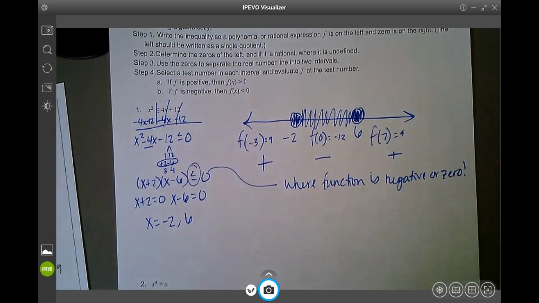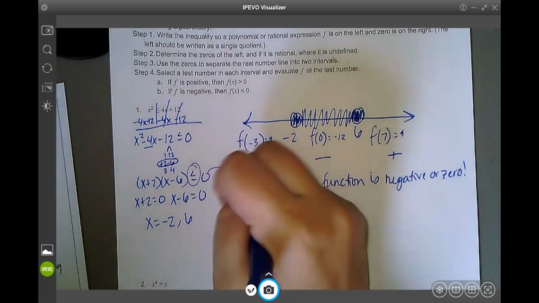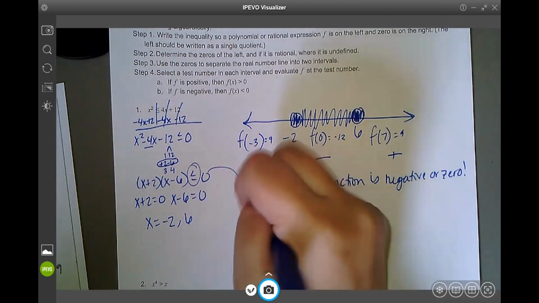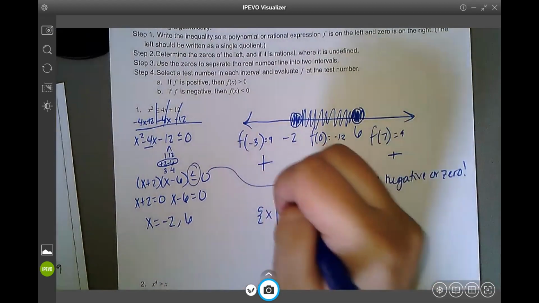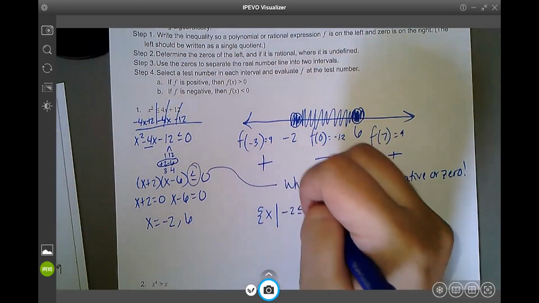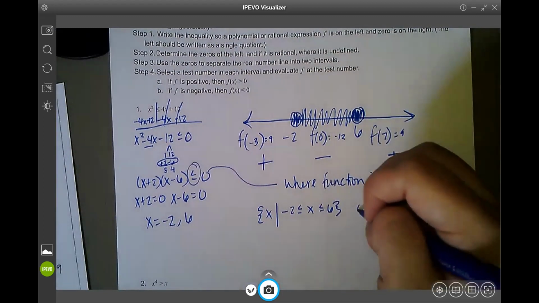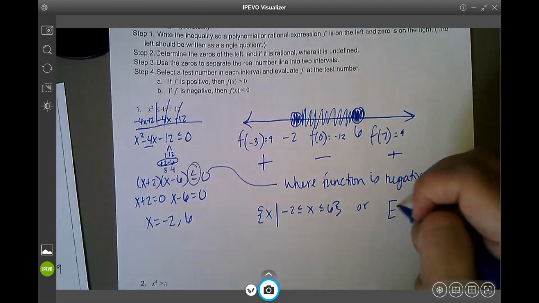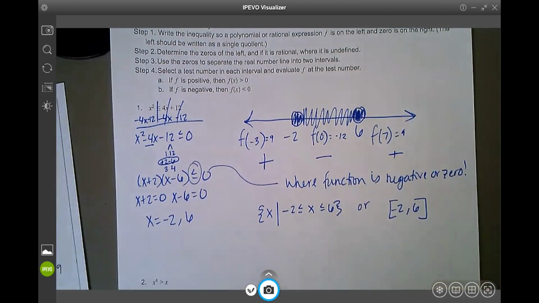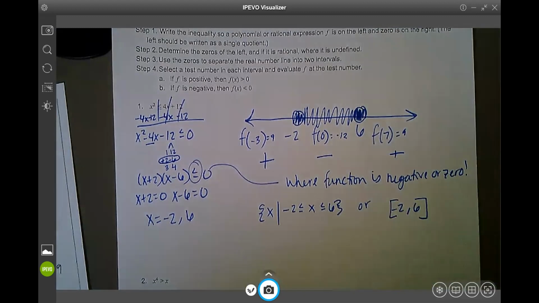So we can write this in set notation or in interval notation. I'm good with either. In set notation, it's x such that -2 is less than or equal to x is less than or equal to 6. Interval notation is just -2 to 6 with hard brackets because it is inclusive.